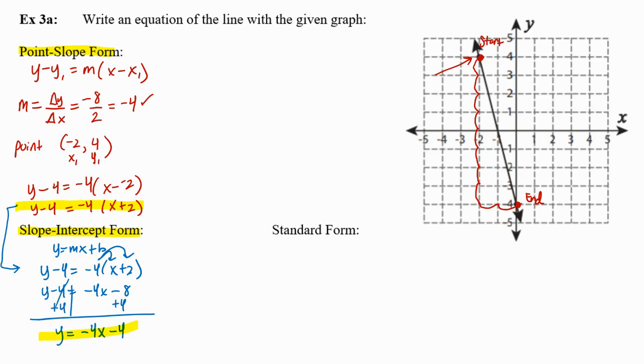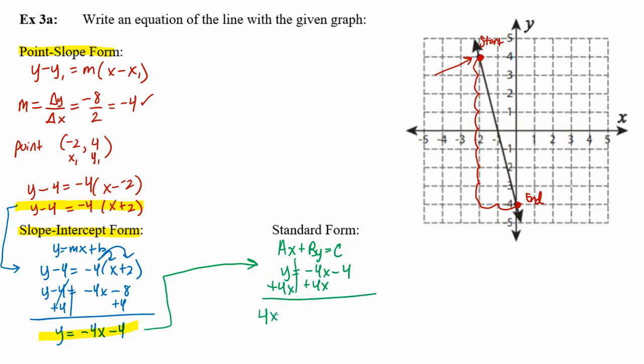Okay, and then the last one we need is standard form. So that's ax plus by is equal to c. Using the equation from before, we had y equals -4x minus 4. We'll add 4x to both sides so that we can get it to the left. So that'll be 4x plus y is equal to -4x plus 4x cancels, leaving me -4. A, b, and c are integers. A is positive. We are good to go there. So standard form is that right there.